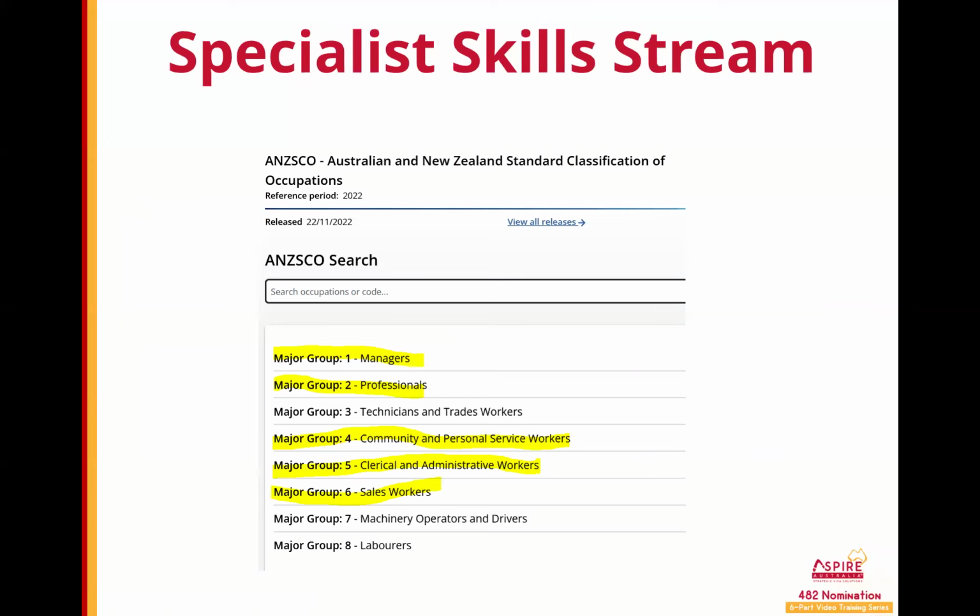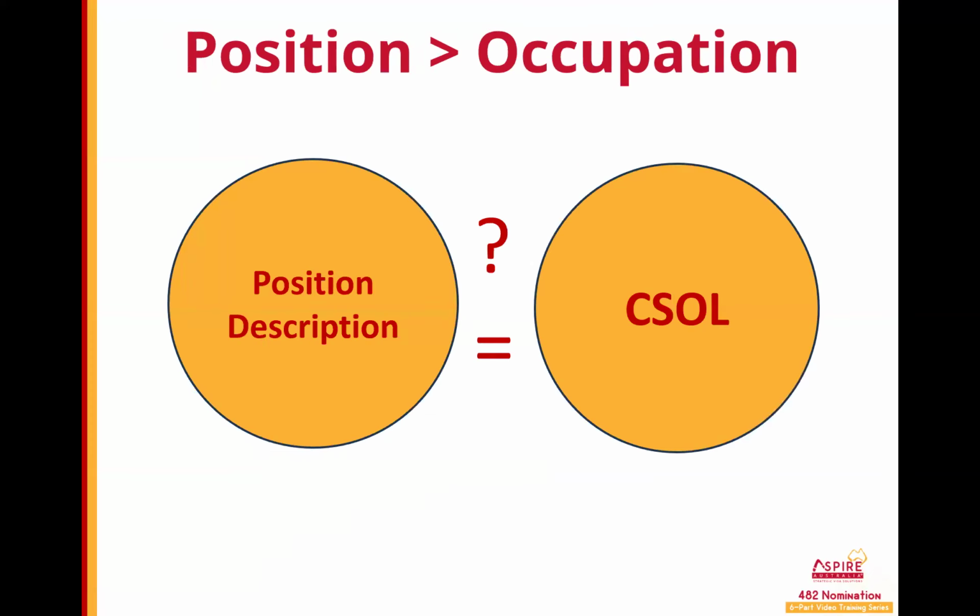If you find that the occupation you have identified is in major group 1, 2, 4, 5, or 6, and if you are proposing to pay a salary of $135,000 or more, your occupation will come within the specialist skills stream when you submit your nomination. If the occupation is within one of those groups or in any of the groups and you're not paying $135,000, then your position would need to align with an occupation on the occupations list, which is the core skills occupations list.